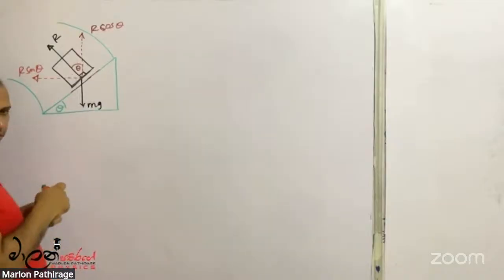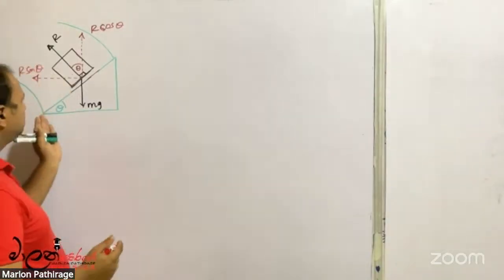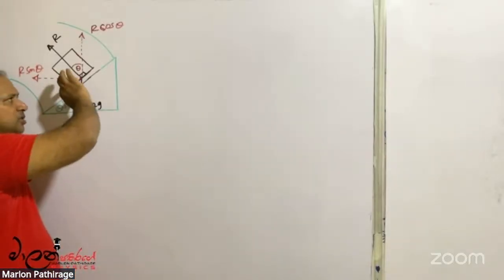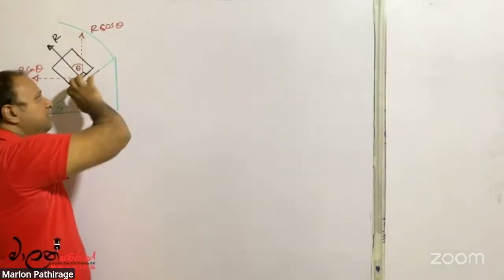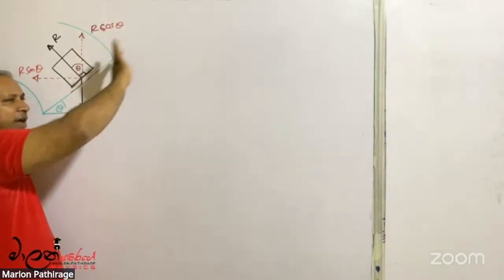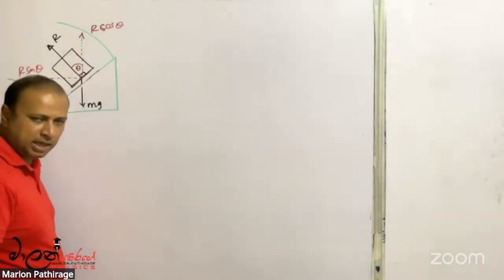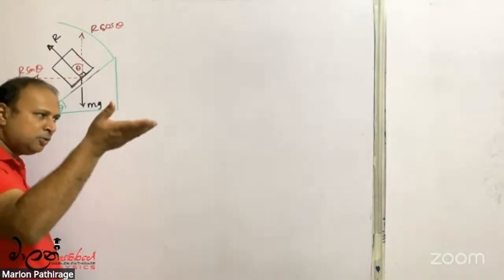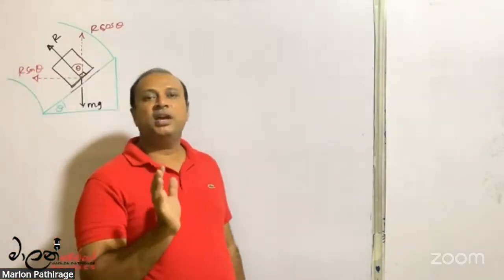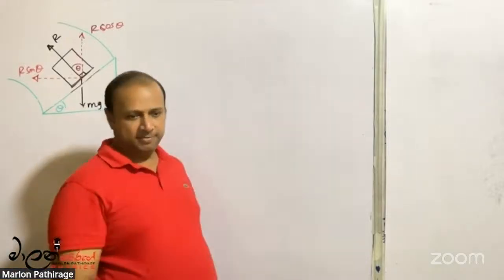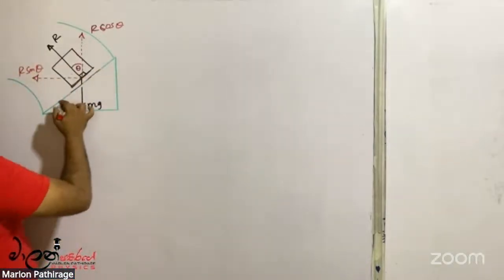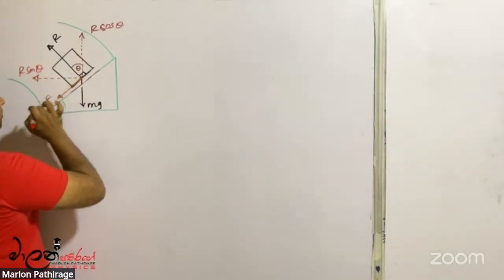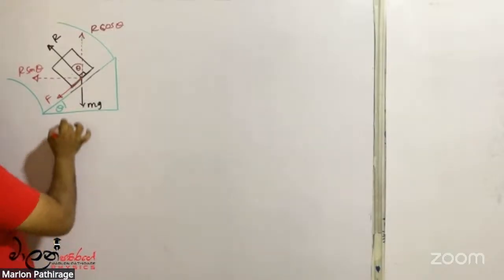So if there's friction, what will happen? This vehicle tries to move away from the center. And therefore, friction force should be exerted in the downward direction, because this vehicle tries to move away from the center. As a result, the friction force acts in the downward direction, F, and this angle is theta.